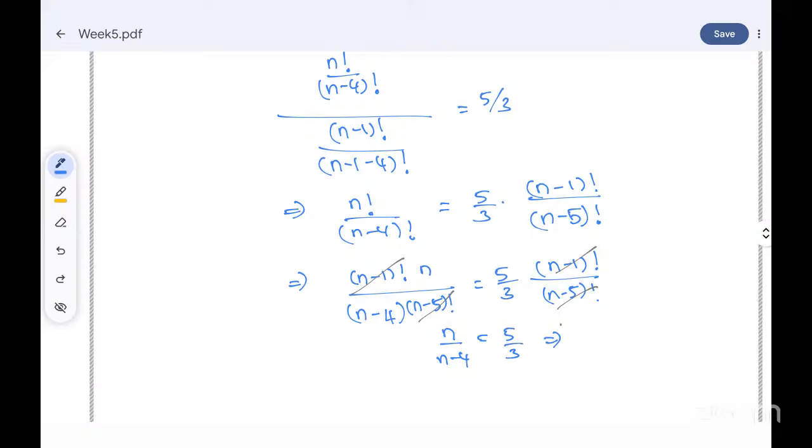So this means 3n is equal to 5n minus 20. So you have 2n is equal to 20. So n is equal to 10. Is this clear? Yes, ma'am. All right. Okay.